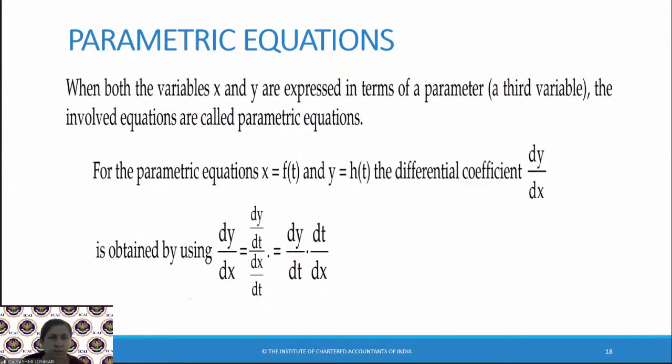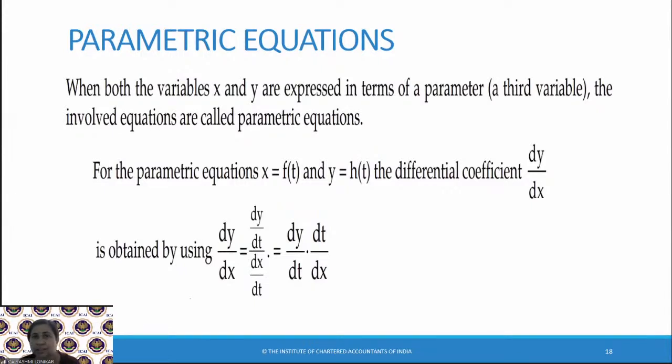Okay. So simply you take the equation in x, find the derivative with respect to t. Take the equation in y, find the derivative with respect to t. And then you just substitute dy by dx to be equal to dy by dt into dt by dx. Here you have to remember that when you are finding the derivative, you find dx by dt, but when you are substituting, you have to substitute dt by dx. So here you have to remember that I have to take the reciprocal.